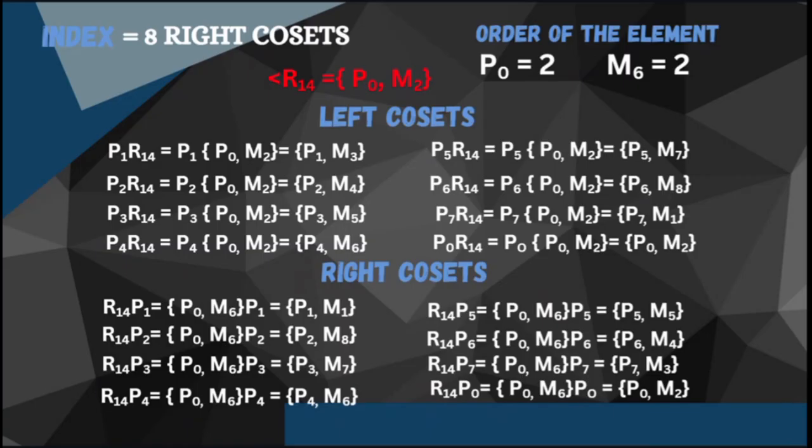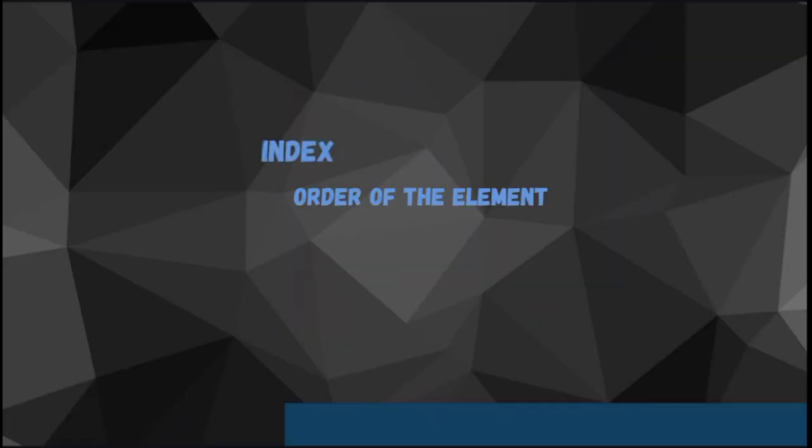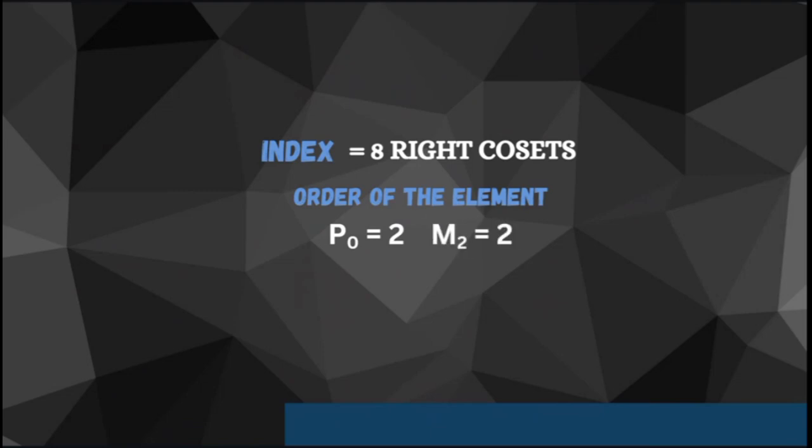As you can see, left and right cosets are not equal to each other, therefore it is not a normal subgroup. Since our subgroup is not a normal subgroup, the order of the factor group does not exist. And for our index, we have a total of 8 right cosets. And order of the element, rho sub 0, we have 2, and mu sub 2, we have 2 also.